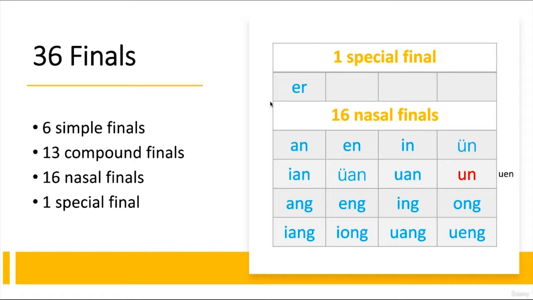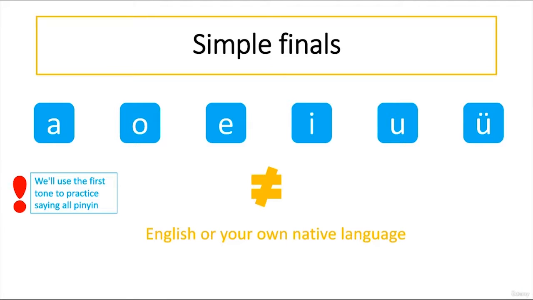So this might look like a lot to you, but trust me, you already know how to pronounce most of them in English, and those sounds are quite similar to pinyin. So let's take a look at them one by one, starting from the simple finals. You're probably already familiar with the letters, but be careful not to pronounce them the same way that you would pronounce them in English or in your own native language. And we will use the first tone to practice saying all pinyin all the time.